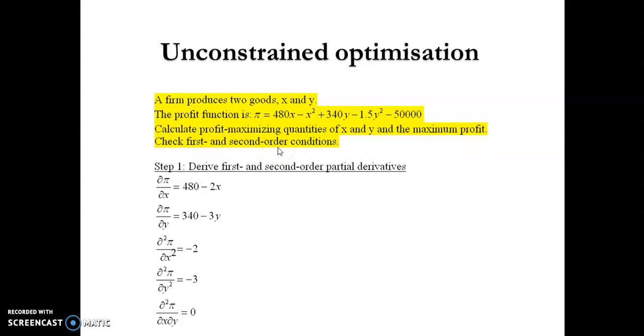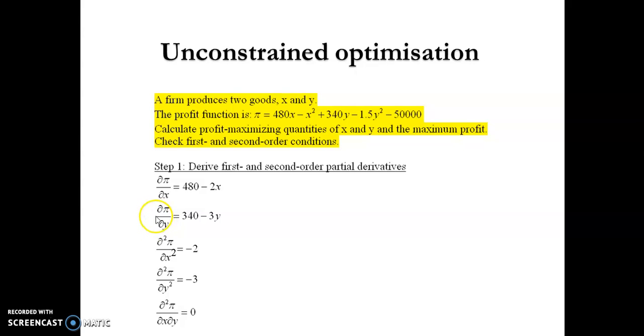So here's an application. Your first step is to derive the first and second order partial derivatives. I'm going to go a bit quicker now. Your first order partial derivative with respect to x, holding y constant, is simply going to be 480 minus 2x, and the other terms get treated as constants.